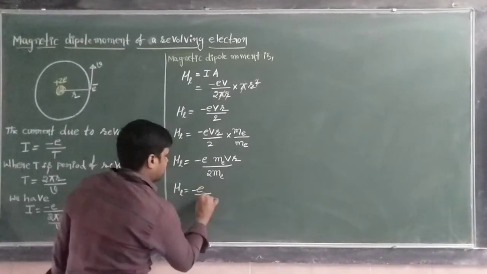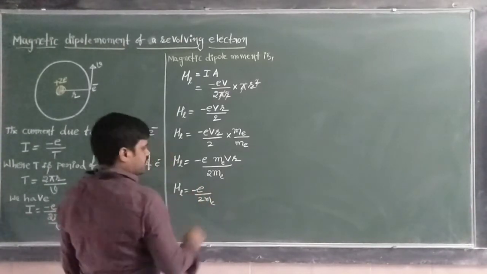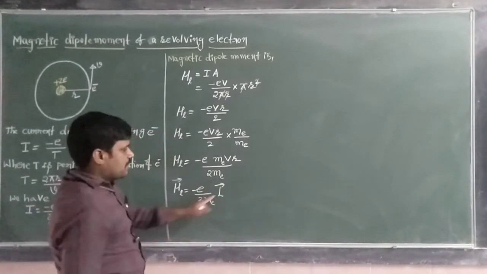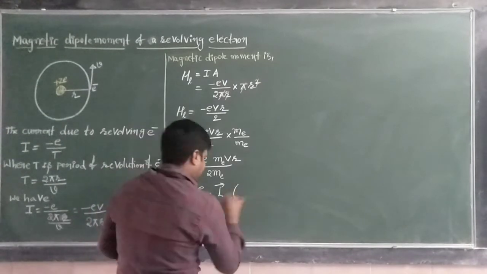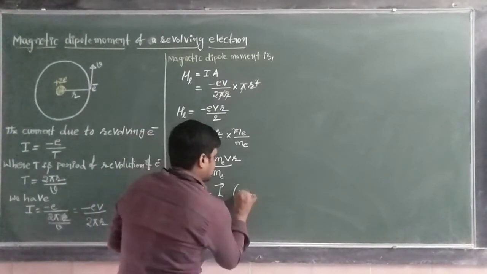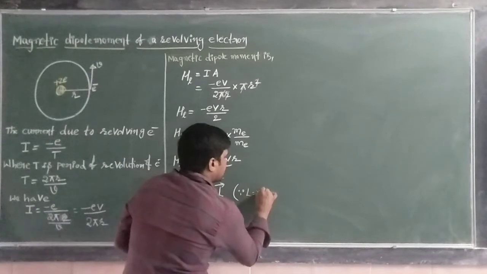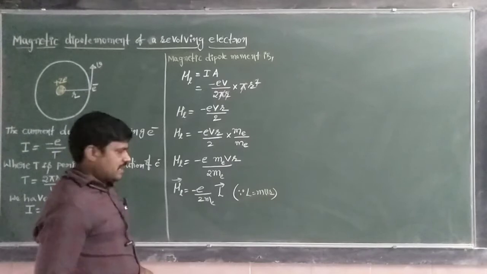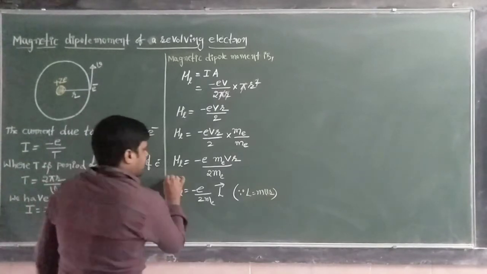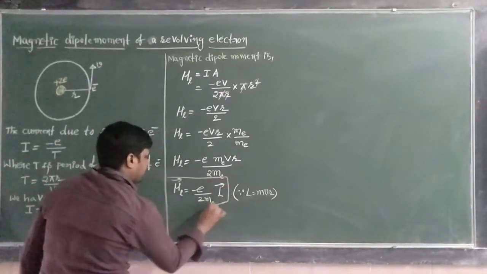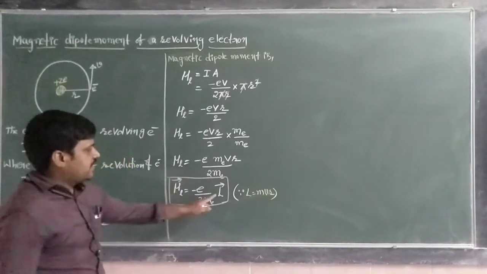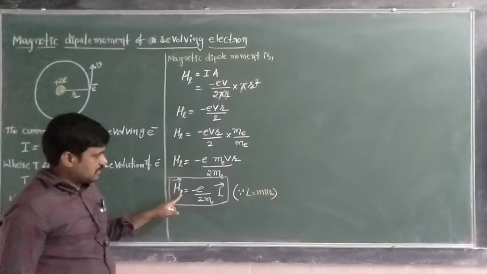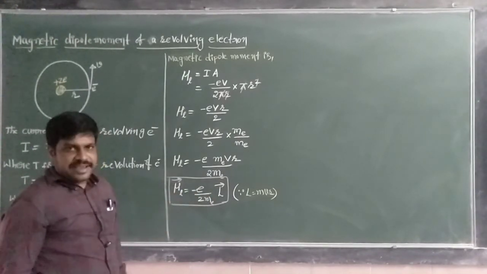So mu L equals minus e divided by 2 m_e into L, where mu and L are vectors and L is the angular momentum. The angular momentum formula is L equals mvr, so mvr is equal to L. This is the magnetic dipole moment of the revolving electron in terms of angular momentum.